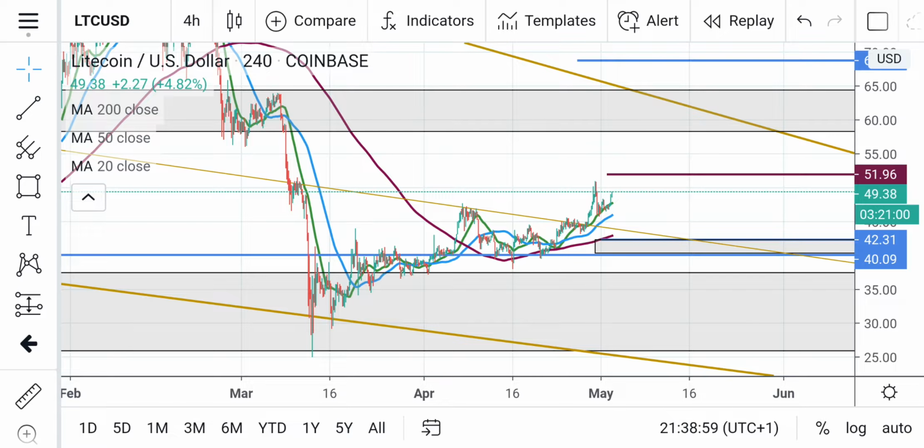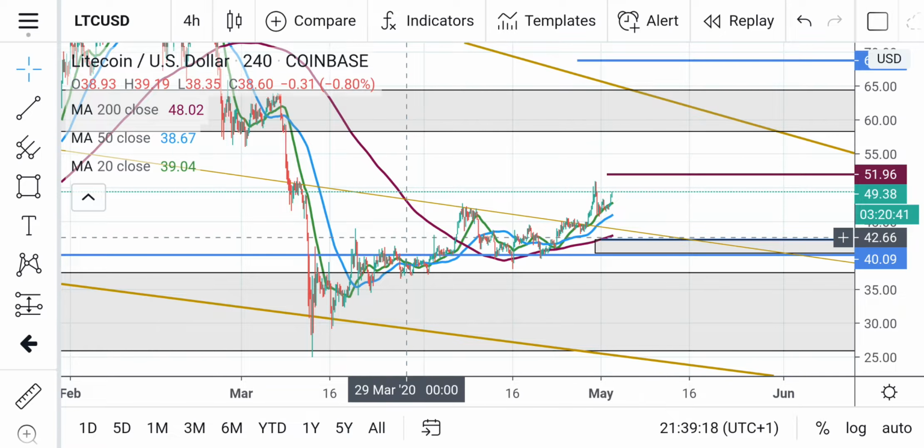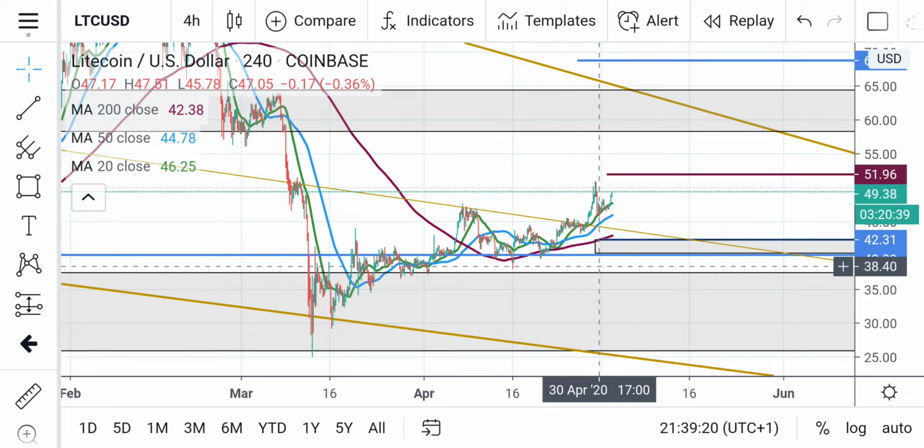if the price should go below it, you look to get out of the trade. If the price should close the next 4 hour candle below this point, let me highlight it with this. Okay, below this point over here, you can see, below here, you look to get out of the trade.